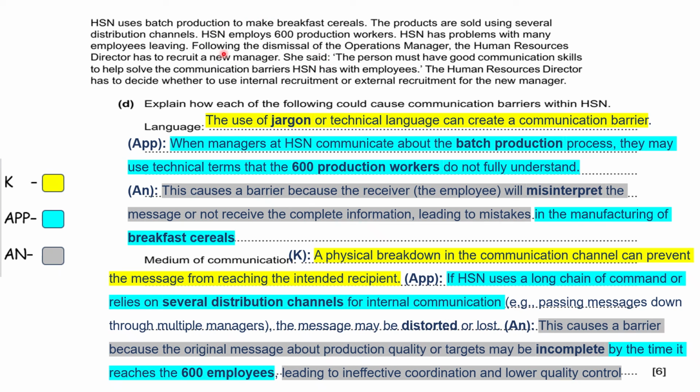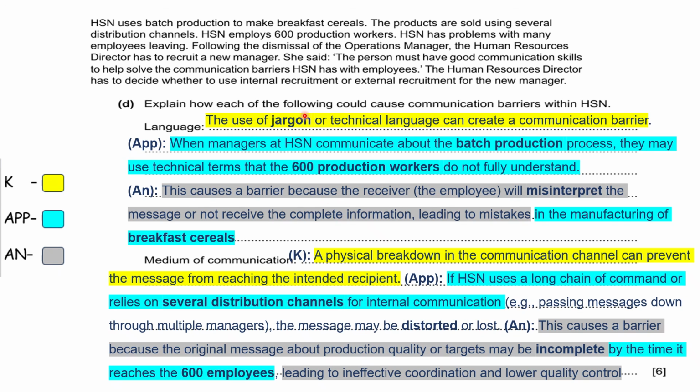Because according to the case study, the only thing that is mentioned about the production and what the employees do is that there are 600 production workers and they are making cereals through batch production. So I'm going to use these 2 points to explain the answers. When managers at HSN communicate about the batch production process, they may use technical terms that the 600 production workers do not fully understand. This causes a barrier because the receiver will misinterpret the message or not receive the complete information, leading to mistakes in the manufacturing of the breakfast cereals.